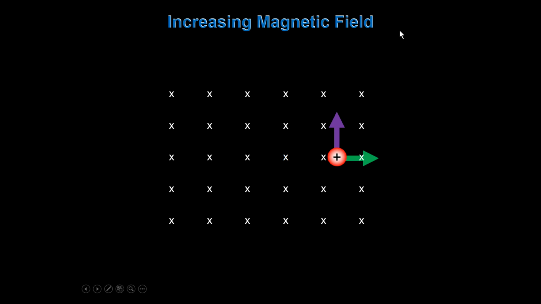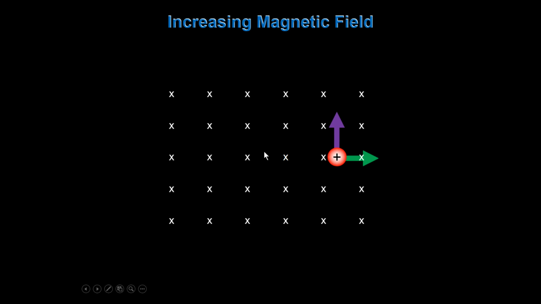All right. Now, this is going to be an increasing magnetic field. This is where this magnetic field is getting stronger. And if the magnetic field gets stronger, well, it's kind of like taking a loop of wire and turning up the voltage. So more current is going through it. That would create a stronger magnetic field.